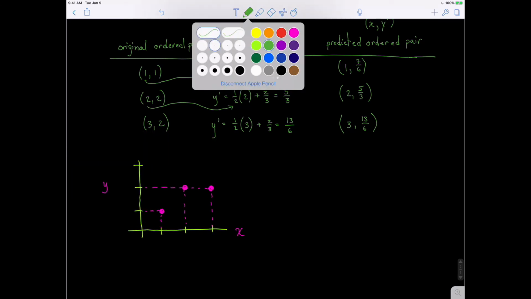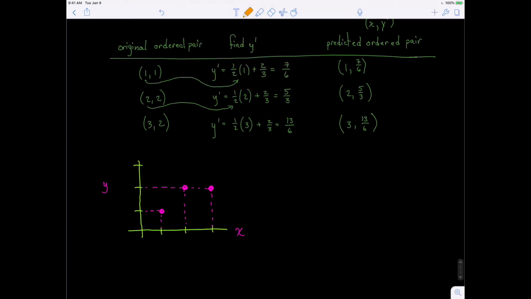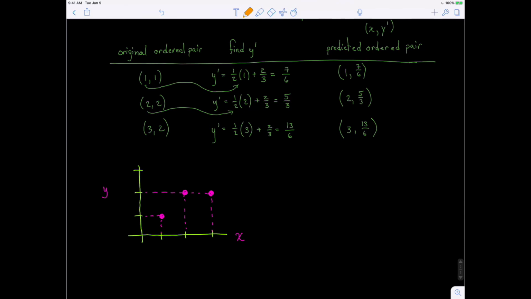So here's what we're going to do. We're going to come up with, how about an orange? And let's graph the predicted ordered pairs. So this orange is the predicted x, y prime. Well, notice what we have. We have 1 comma 7/6. Well, that 7/6 is just 1/6 above. So if those were thirds, then 1/6 would be half of that. So the point 1 comma 7/6 is right there.